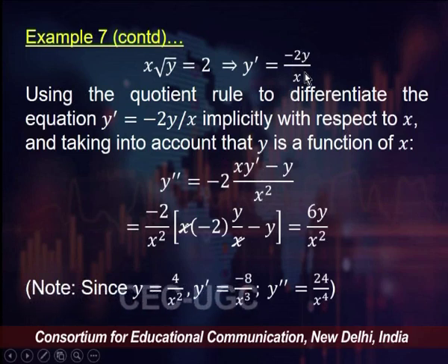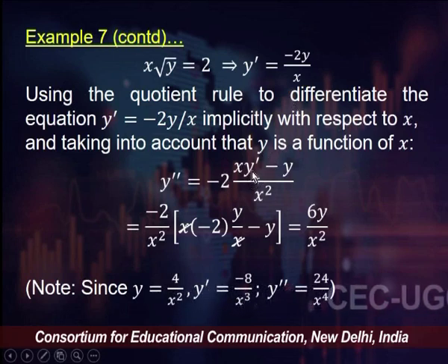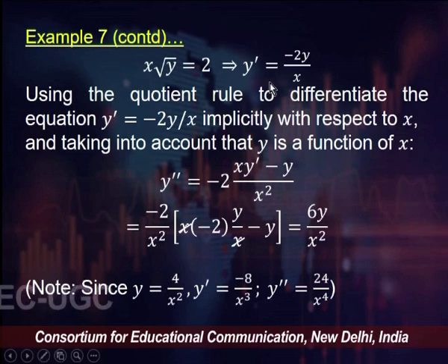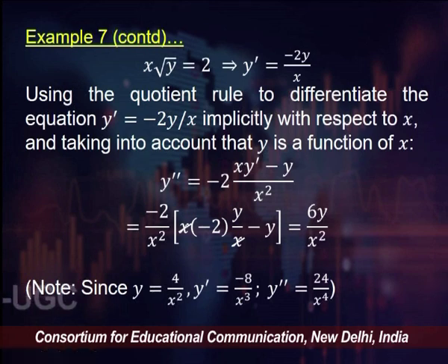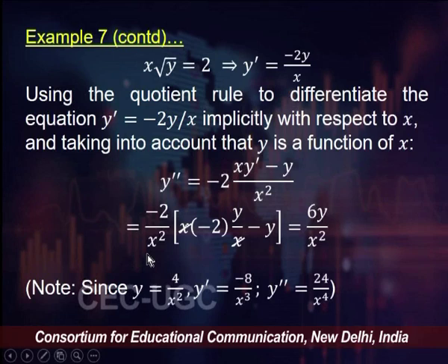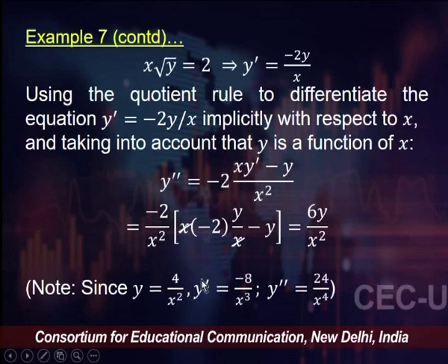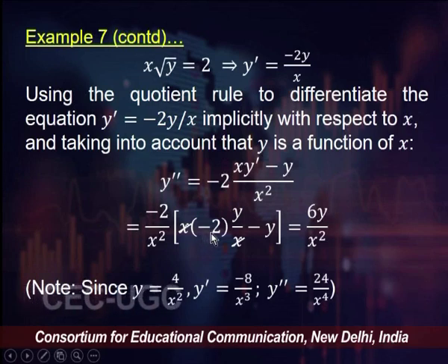Using the quotient rule, the denominator is x times the derivative of the numerator with respect to x, which is y prime, minus the numerator, which is y, times the derivative of x, which is 1, the whole thing divided by x squared. And this then is equal to minus 2 by x squared. I can take these out, and then in the parenthesis I have x times dy by dx, because dy by dx was minus 2y by x.